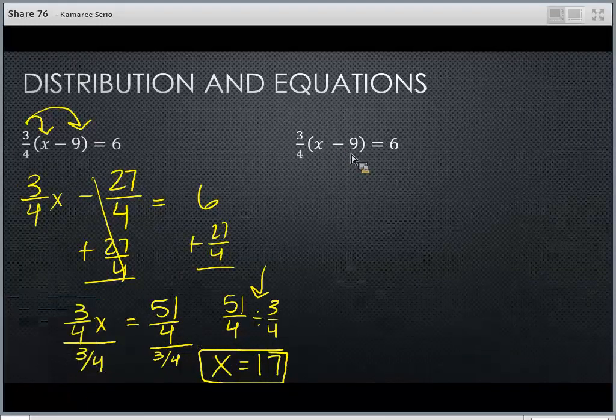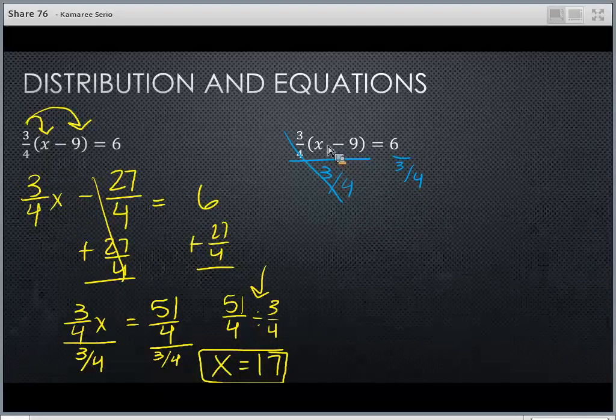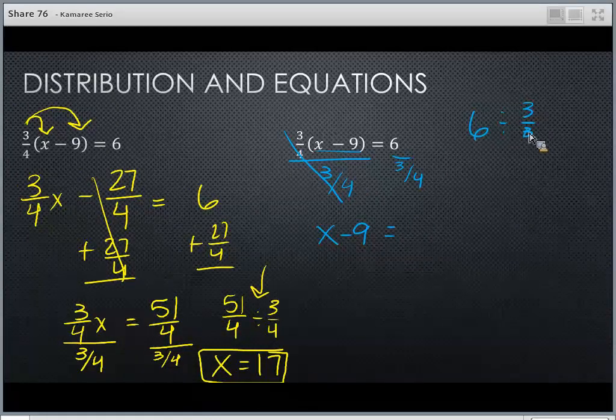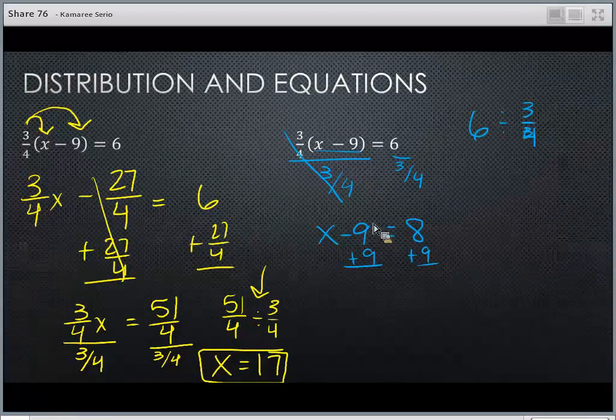Okay, now let's look at this side. Remember, I want to get rid of this 3/4, so I'm going to divide by 3/4 on both sides. These will cancel. I'm left with everything that's inside my parentheses. And over here, on my calculator, I'm typing in 6 divided by 3/4, not 3/4. So 6 divided by 3/4, and it tells me that this is 8. And then I have plus 9 plus 9, and x is equal to 17.